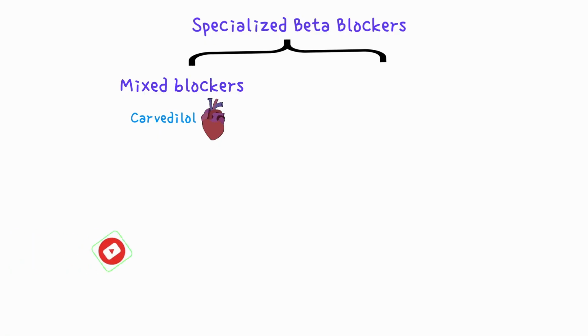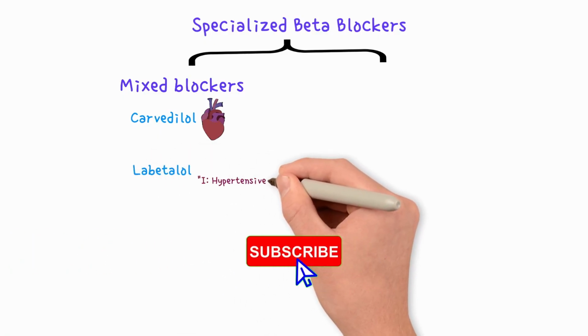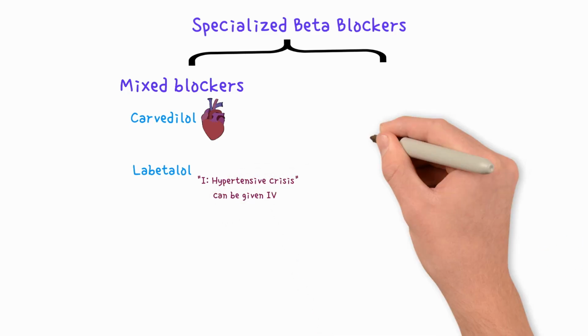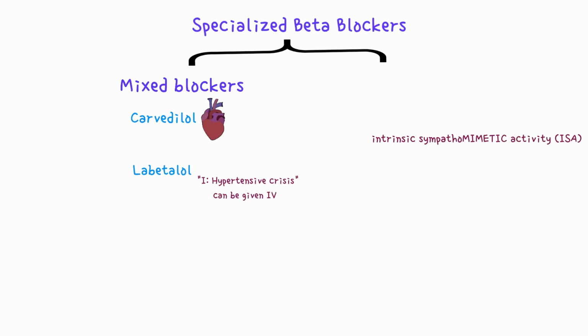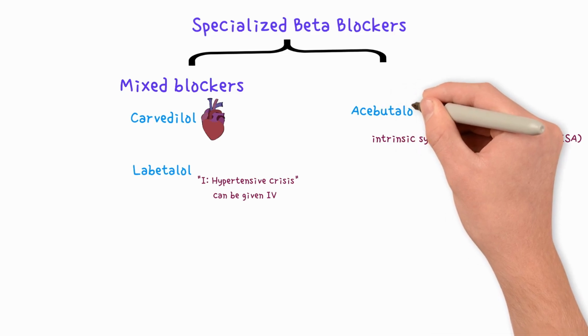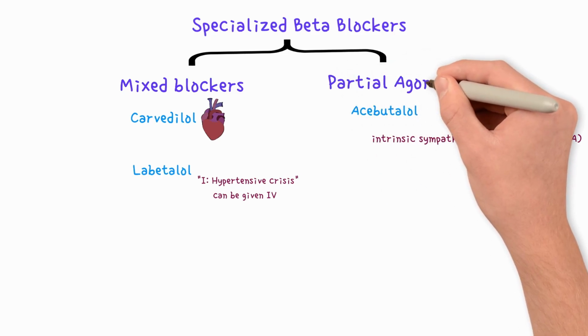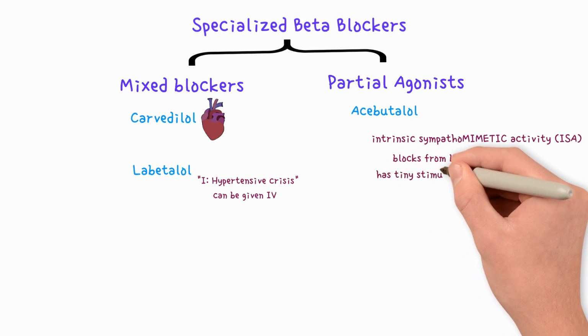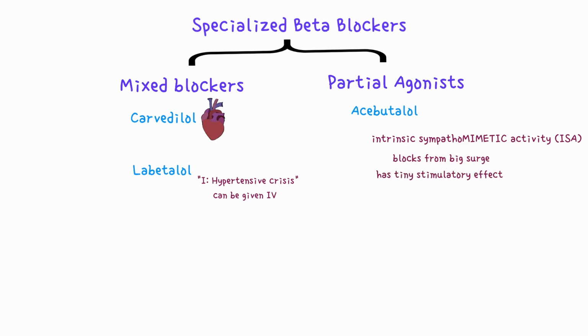Specialized beta blockers include mixed blockers like carvedilol, which prevents cardiac remodeling, where the heart gets floppy and large after an injury, and labetalol, the drug of choice in hypertensive crises because it can be given via IV for immediate effect. We also have intrinsic sympathomimetic activity drugs like acebutolol. These are partial agonists. They block the receptor from big adrenaline surges but provide a tiny bit of background stimulation, so the heart rate doesn't drop too low while the patient is sleeping.